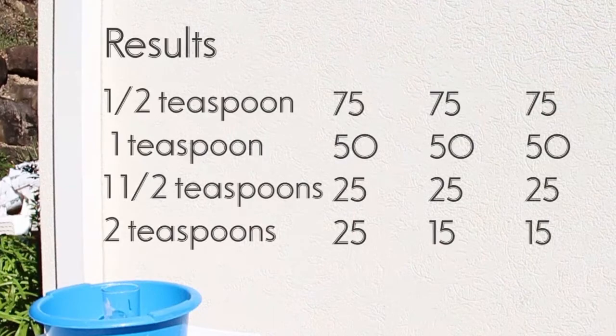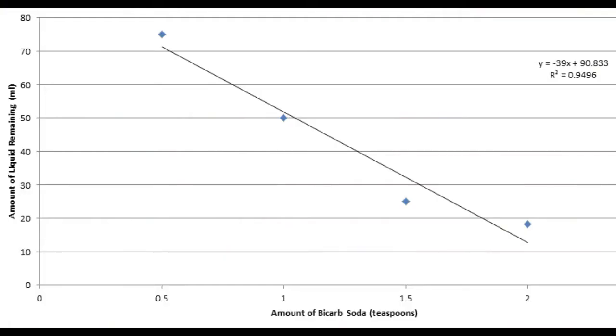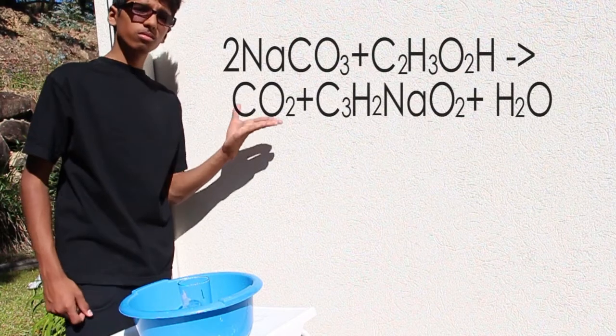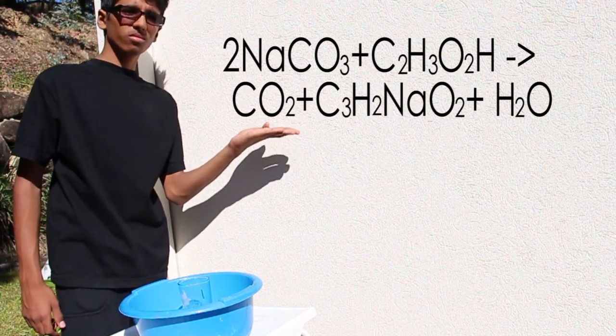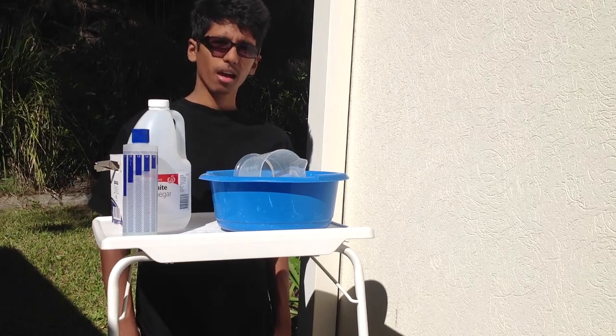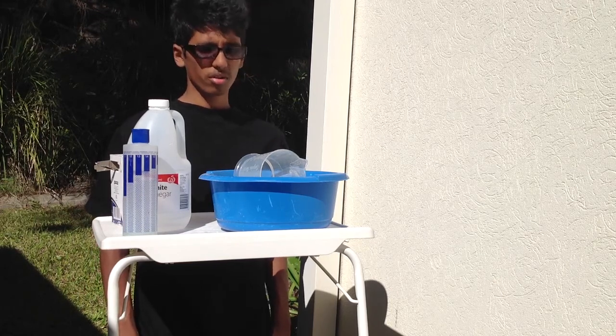The results show that if there's a half a teaspoon of bicarb soda, it'll be 70 mils of liquid remaining. 1 teaspoon, 50 mils. 1.5, 25 mils. And 2 teaspoons, there'll be around 15 mils. This also supports the chemical equation. Therefore, we can conclude the more teaspoons of bicarb there are, the more evaporation occurs.